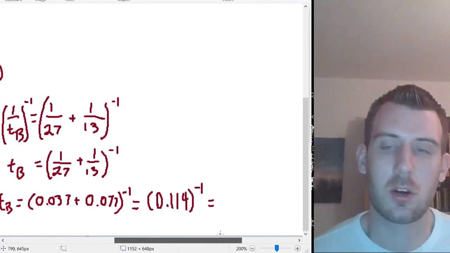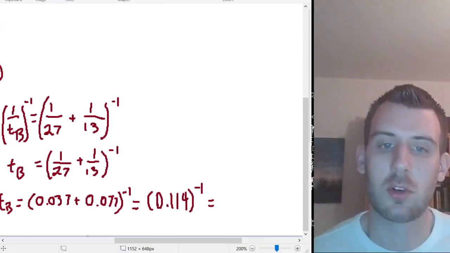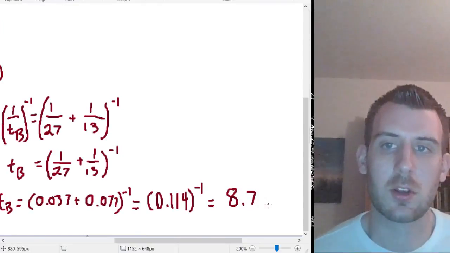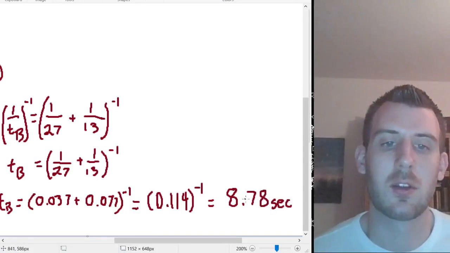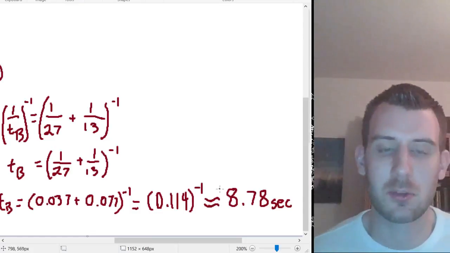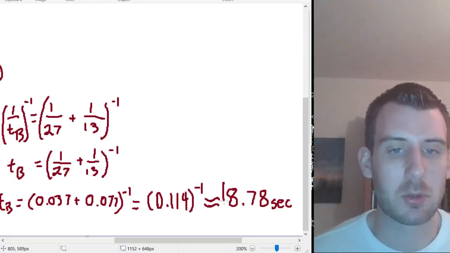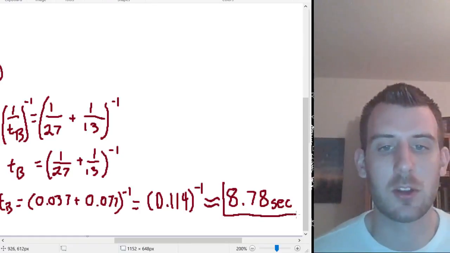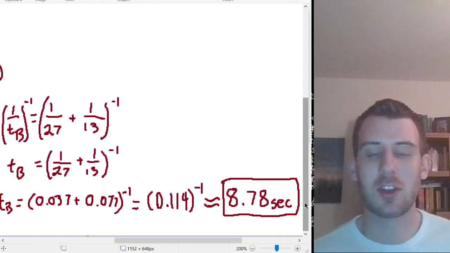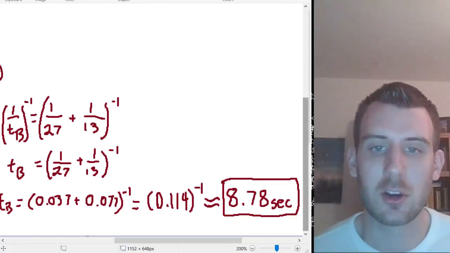If I was to flip this over, I would get 8.78 seconds. I'll put a little squiggly mark there because there's a lot of decimal points, and putting a squiggly mark means it's almost equal to 8.78 seconds, but I don't feel like writing that many decimal points, so I am just going to box this as my final answer. I'm going to say that it takes 8.78 seconds if the person and the escalator are working together.